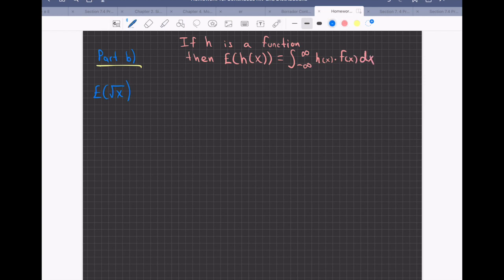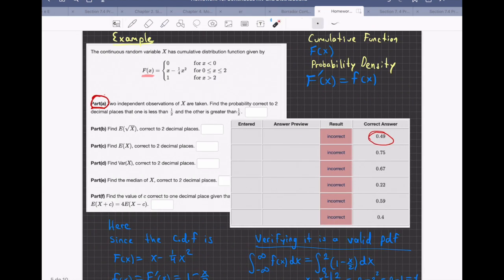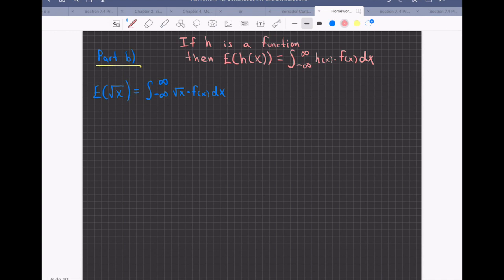So in this case, the function that is being applied to x is the square root. So I have to compute the integral from negative infinity up to infinity of the square root of x times f of x dx. But in this case, f of x is only this, 1 minus x over 2. So I have the integral from 0 up to 2 of the square root of x times 1 minus x over 2 dx. And this is going to be the integral from 0 up to 2 of the square root of x minus square root of x times x, which is x raised to the 3 over 2, divided by 2 dx.